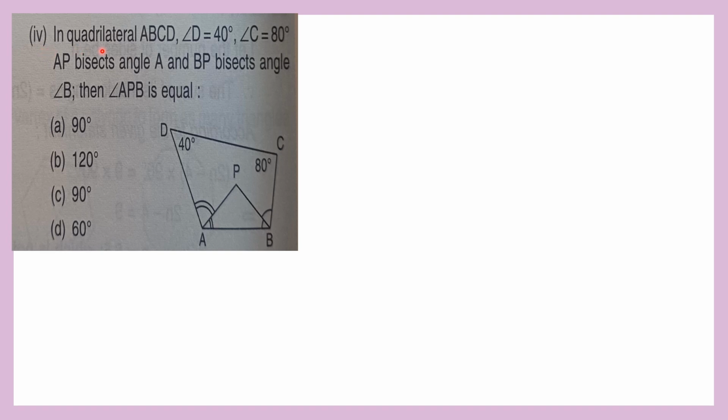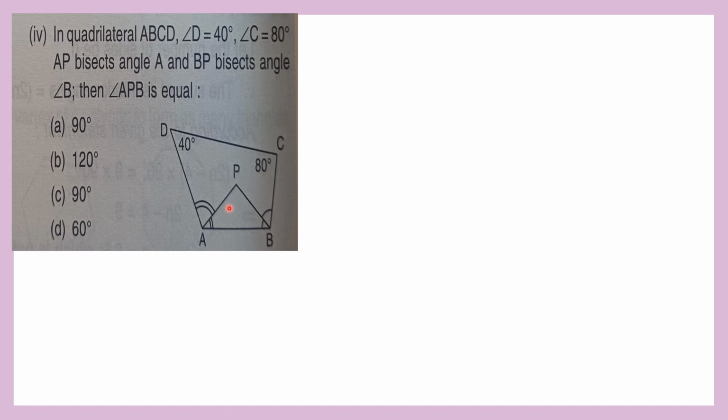Question 4. In quadrilateral ABCD, angle D is 40 degrees, angle C is 80. It's marked here. Now AP bisects angle A. Now look at that, AP. This is bisecting this angle. Bisecting means dividing it into two equal halves. So this line AP has bisected this angle A into two equal halves.